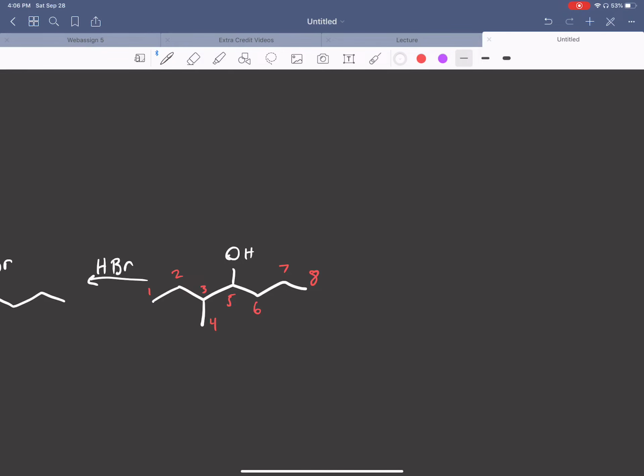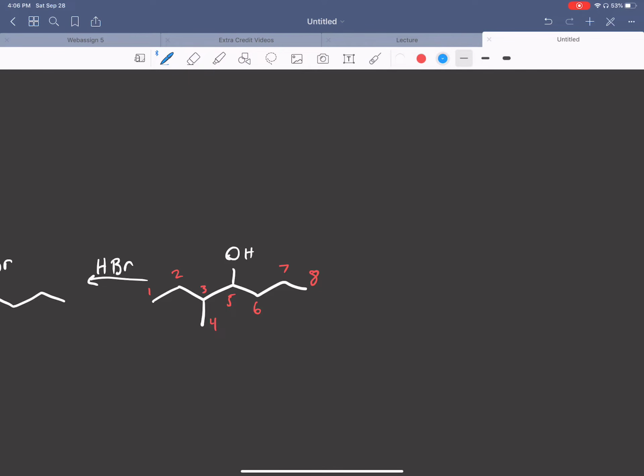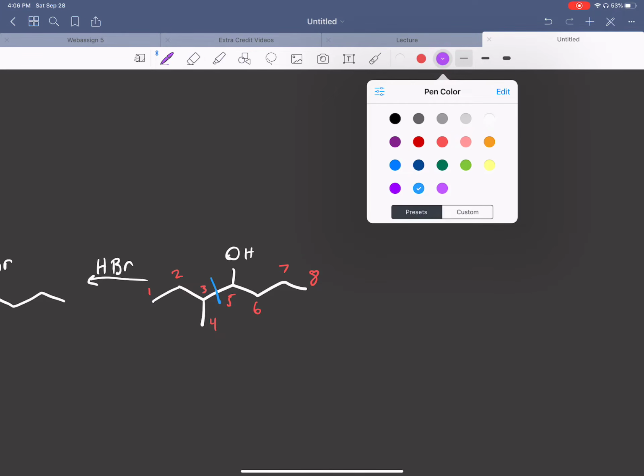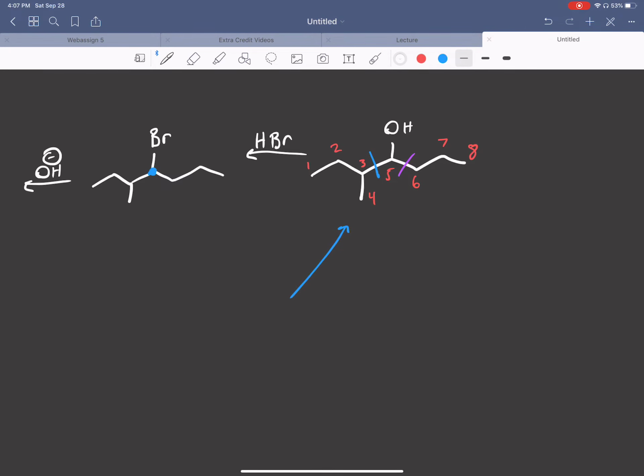And so now what we've got to do is cut it. So we can pick two possible options. I'll go through both. Cut it through the 3 and 5 bond or the 5 and 6 bond. So let's do the 3 and 5 bond. So I'm going to just draw the carbons first.